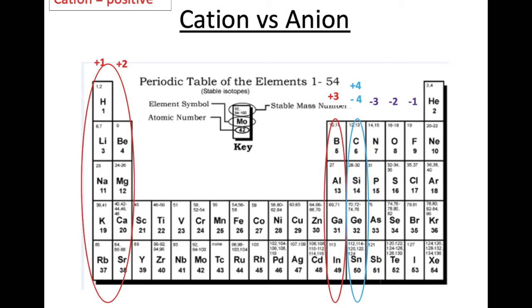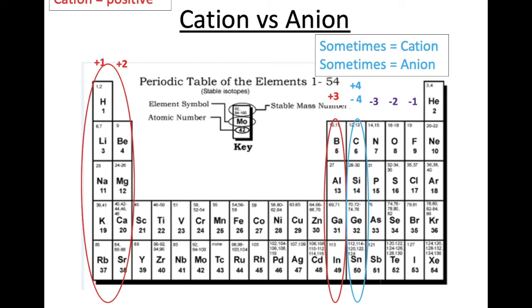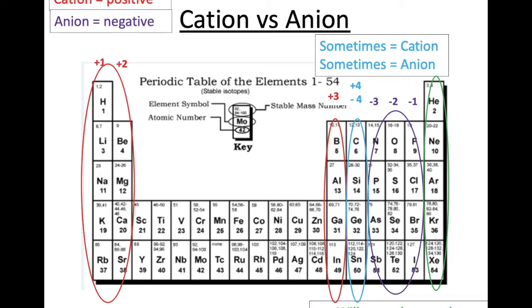Group 14, the carbon group, has an oxidation number of either positive or -4. Sometimes it's a cation, sometimes it's an anion. We're not going to go into the specifics of which it is when. And then you see groups 15, 16, and 17 are all anions because they are negative. They have more electrons than they do protons. This last group, our noble gases, is never going to have a charge. It's not going to be a cation or an anion because it equals the rule of 8 and it's always happy and it doesn't need to steal or give away any electrons.